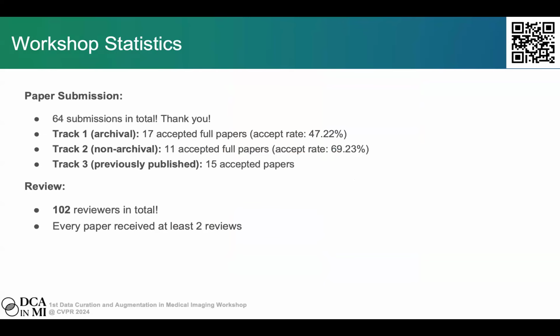We have received 64 paper submissions this year, so that's a huge achievement. Thank you so much for all your support and also the high quality submissions you shared with us. It is spread across 3 different tracks. The archival track is going to be available on the CVPR workshop proceedings. We have 17 accepted papers with a 47.2% acceptance rate. For the non-archival one, we have 11 accepted papers, and we also have the ability to share with you 15 papers that were previously published, but really highlight the developments of these advanced technologies we're sharing today.